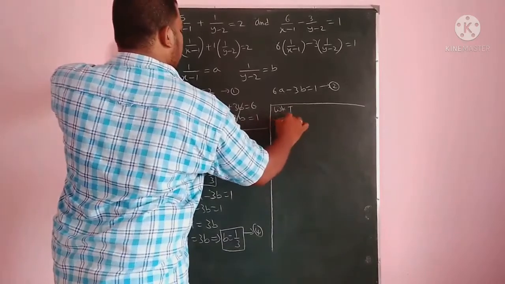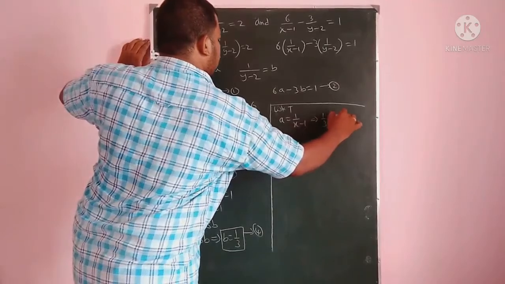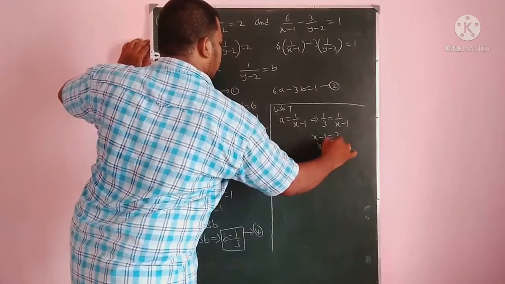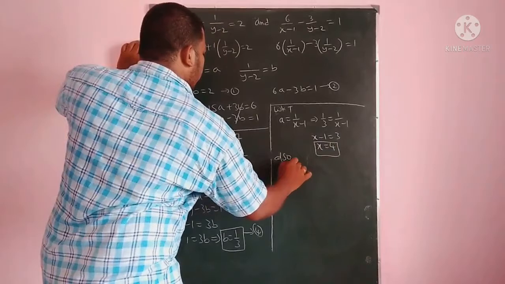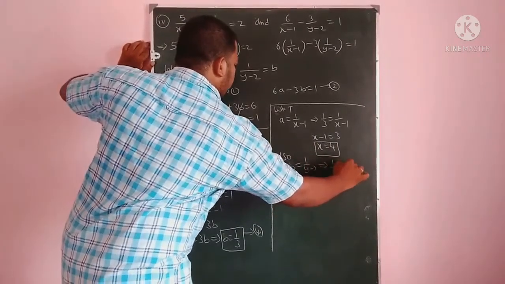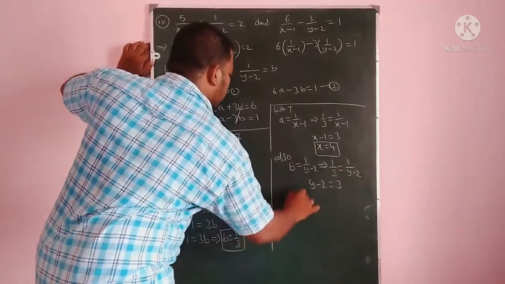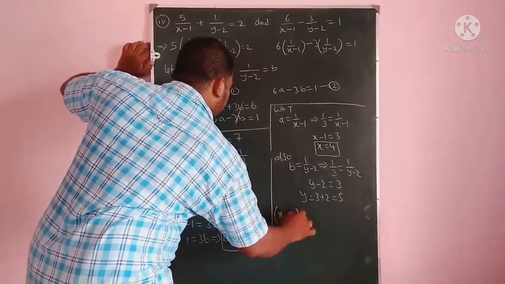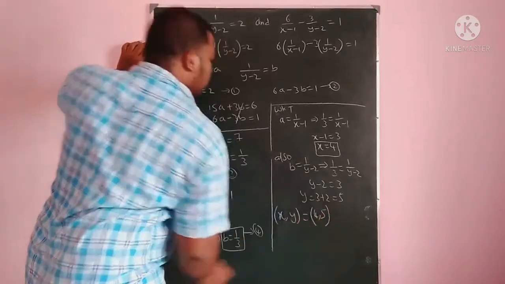We know that a is equal to 1 by x minus 1. So that implies 1 by 3 is equal to 1 by x minus 1. So x minus 1 is equal to 3, x is equal to 4. Also b is equal to 1 by y minus 2. That implies b, that means 1 by 3 is equal to 1 by y minus 2. So y minus 2 is equal to 3 by cross multiplication. Y is equal to 3 plus 2, 5. Therefore finally x comma y is 4 comma 5. This is the solution.